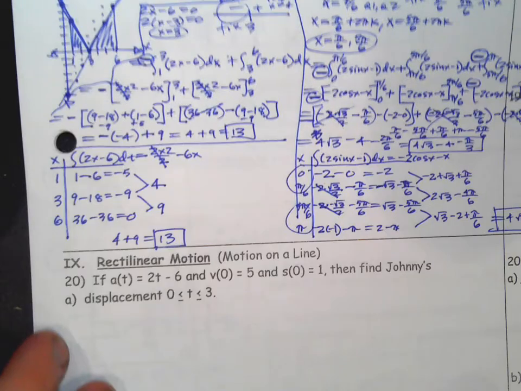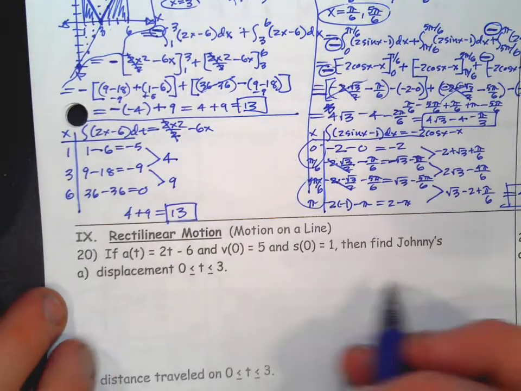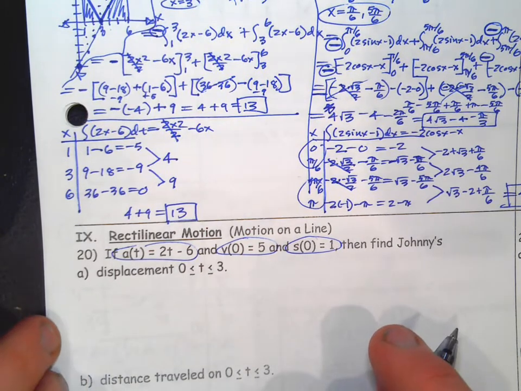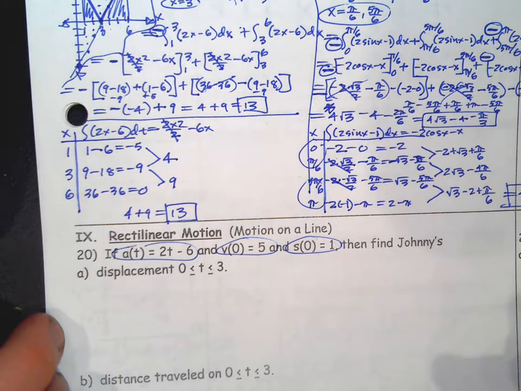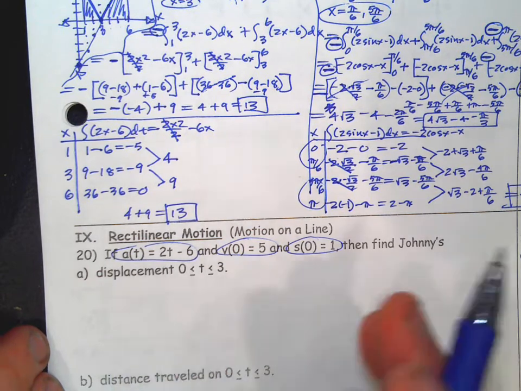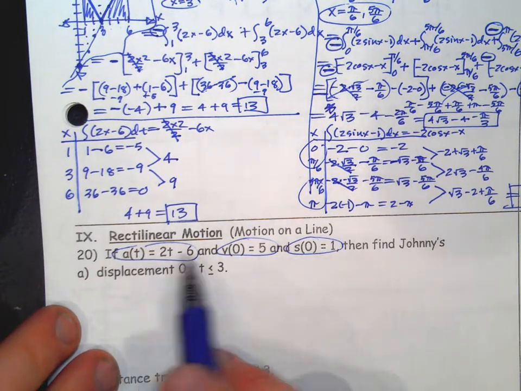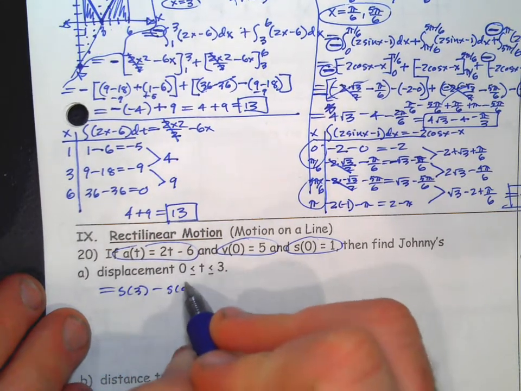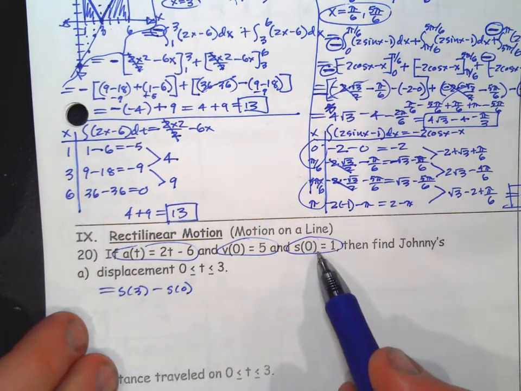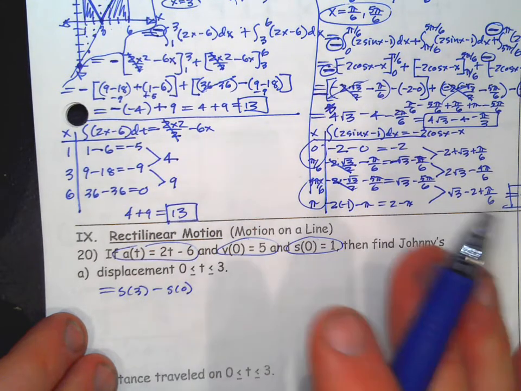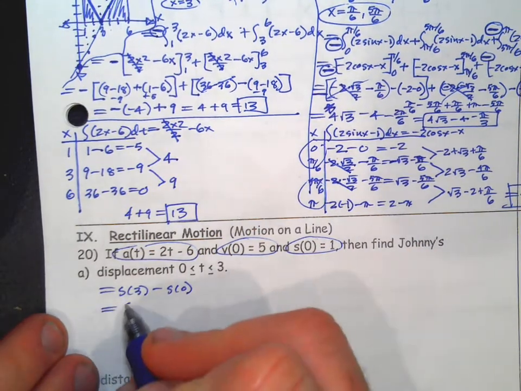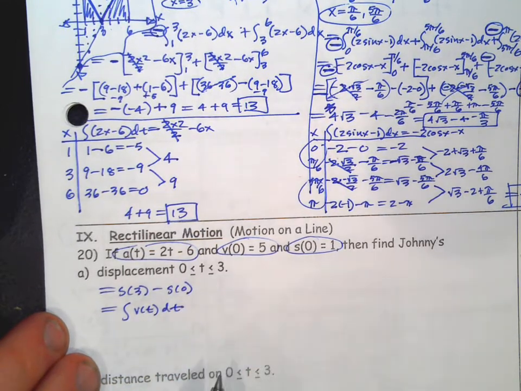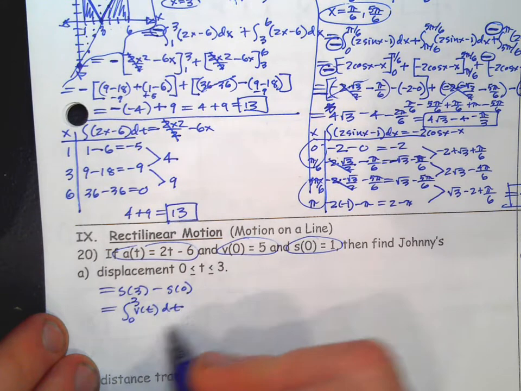Rectilinear motion, one-dimensional motion. You have acceleration, you have initial velocity, initial position. I think using the table to find displacement and distance is your best bet. You can go all the way down and find displacement is going to be S3 minus S0. It's very simple, straightforward, but it's a bit of work to find the position function, which I think we could avoid. So instead, I'm going to do the integral of velocity dt and use the table to help me.